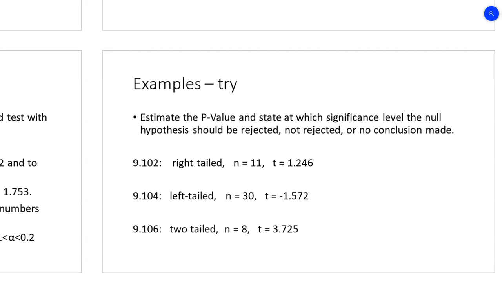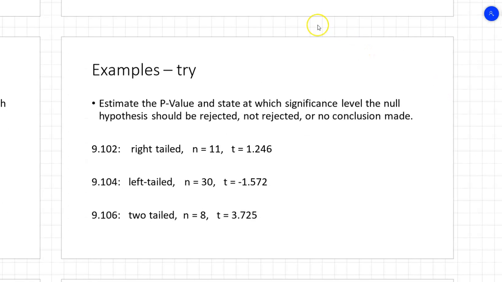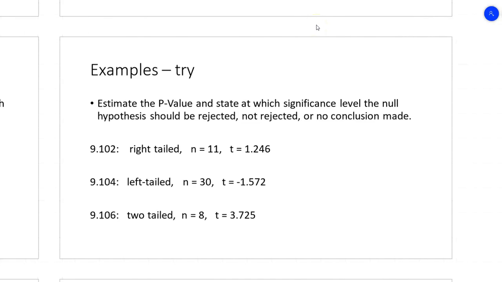All right, let's try a couple of these. We're going to try it with the table, and then I'm going to show you how to do it on the graphing calculator also. So estimate the p-value, state the significance level. The null hypothesis should be accepted or rejected, not rejected, or no conclusion made. So the first one is a right-tailed test, n equals 11, t equals 1.246. So right-tailed, so I want it to the right of 1.246.